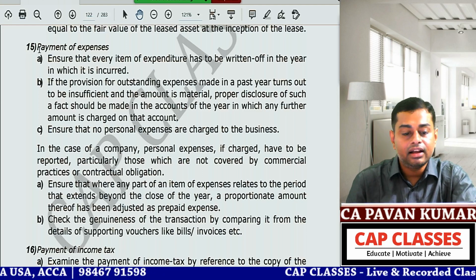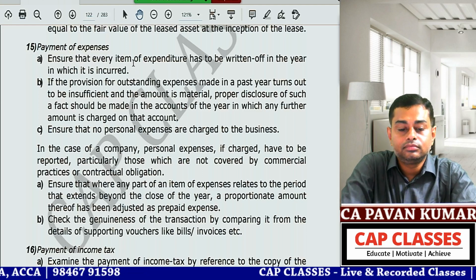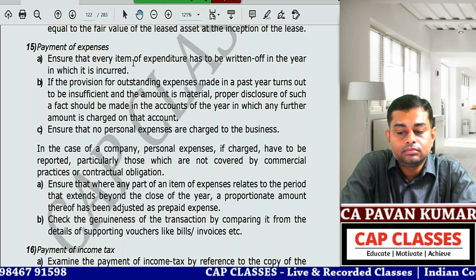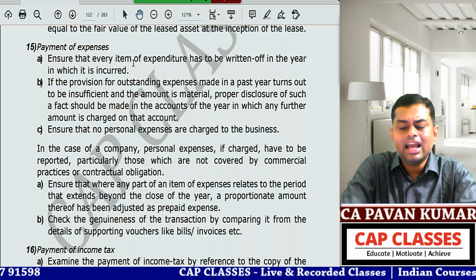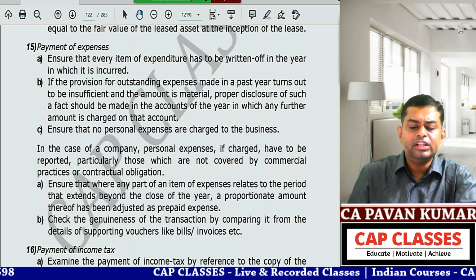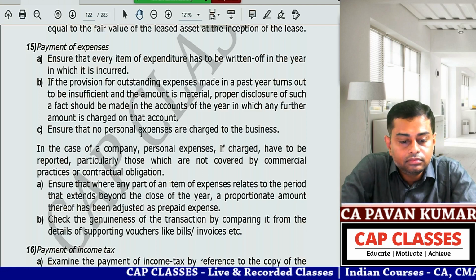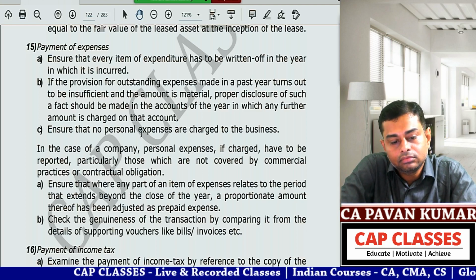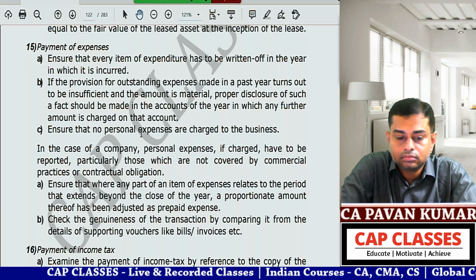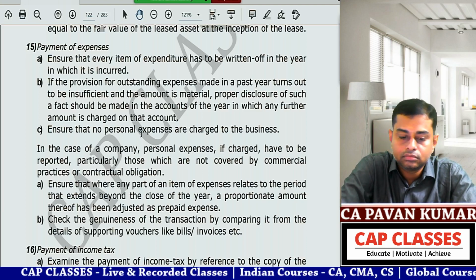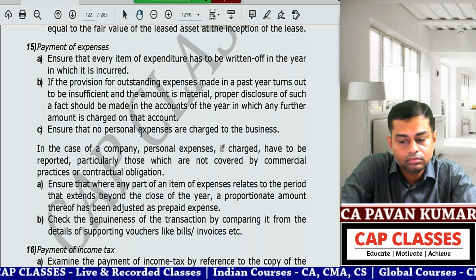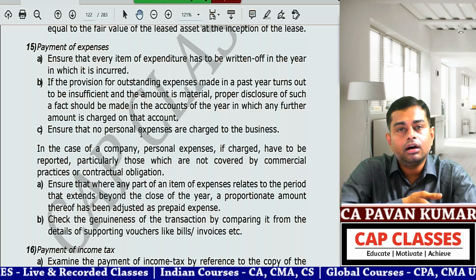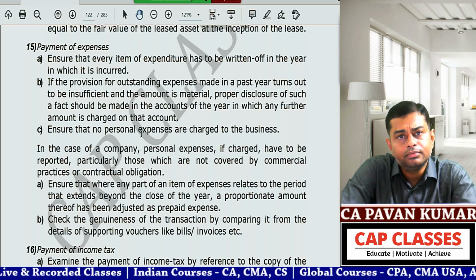Read payment of expenses once. Payment of expenses: ensure that every item of expenditure is written off in the year in which it is incurred. Expense, to be expensed. To be written off means to be expensed. Next. If the provision for outstanding expenses made in a past year turns out to be insufficient and the amount is material, proper disclosure of such a fact should be made in the accounts of the year in which any further amount is charged on that account. That means a previous year expense you are paying in the current year, you need to show it separately.